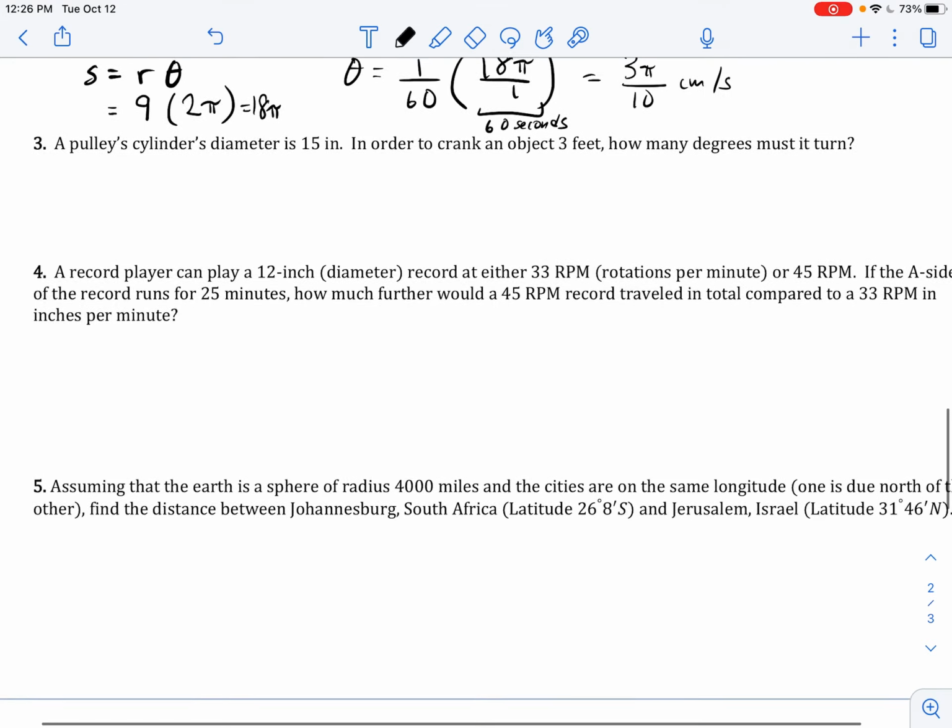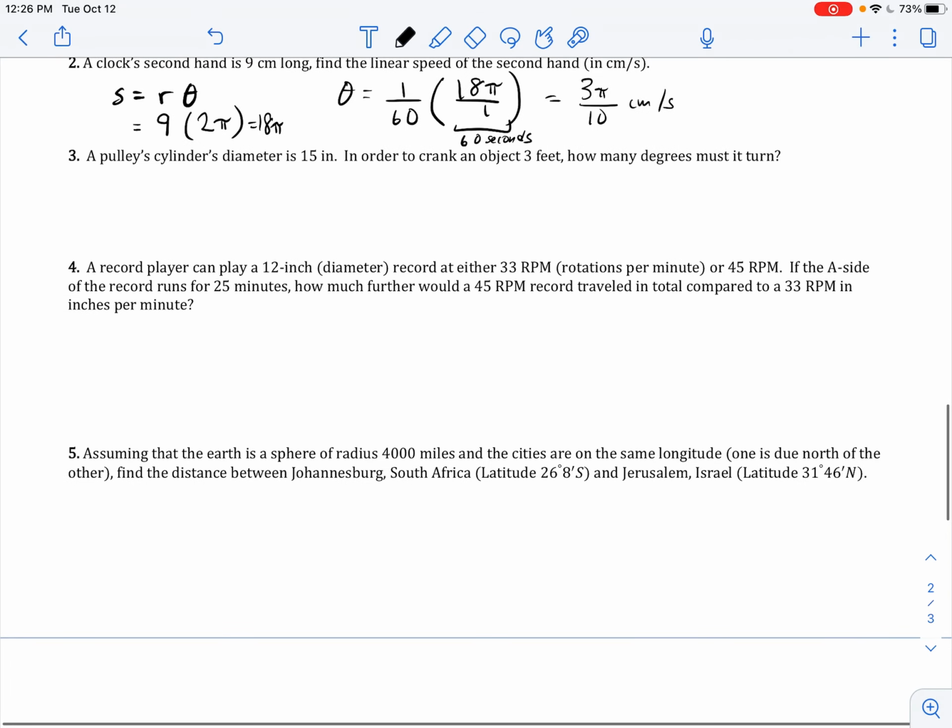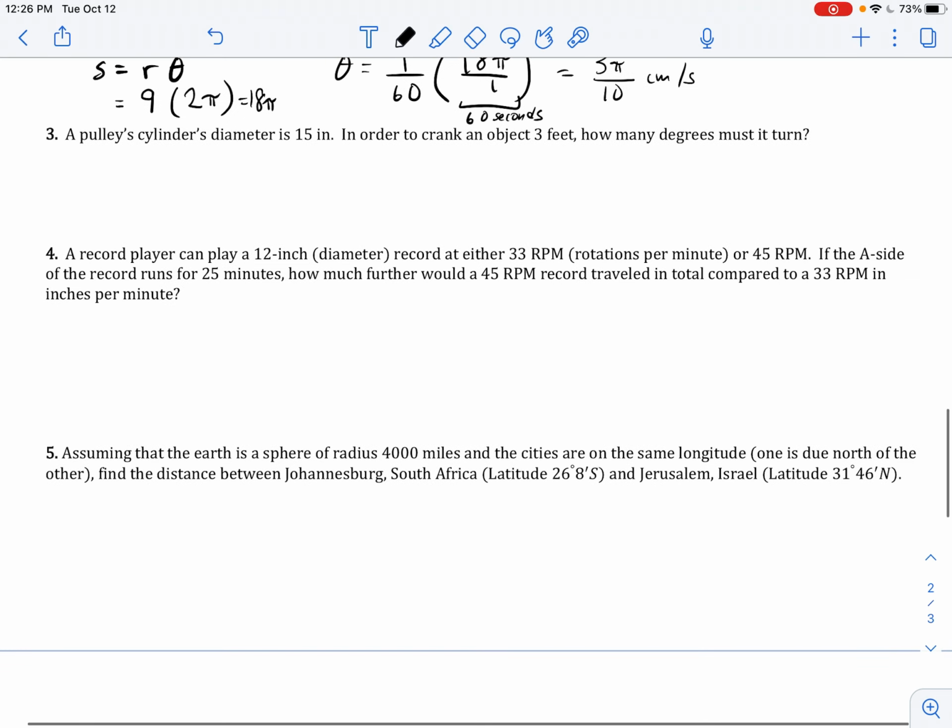Let's do this record player problem. We've got a record player, and it can play a 12-inch record at either 33 rotations per minute, or RPM, or 45 rotations per minute. I know that most of you probably need a little bit of context because some of you haven't even seen a record player before. But the idea is that a record is kind of a flat disc that moves around at a certain speed, and there's a needle on it, and depending on how it hits the record, it plays music. That's besides the point. You just need to know that it's a flat disc that's rotating around, okay?